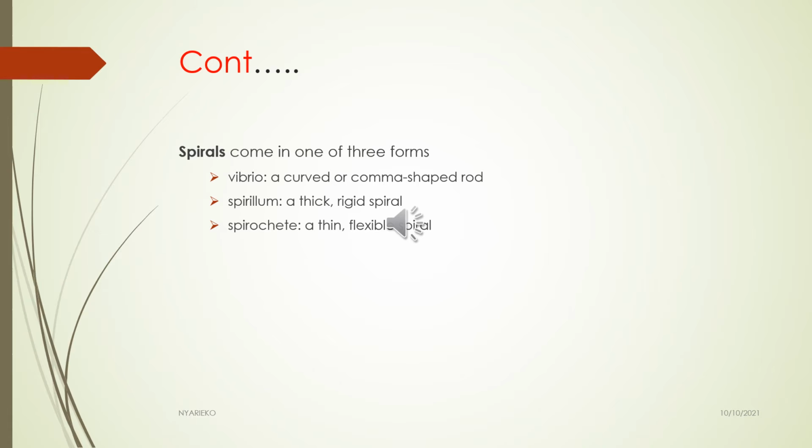In slide 4, we are able to see the spirals. The spirals can be either the vibrio, which is comma shaped. We can have the spirillum, which is thicker and wavy, or the spirochetes, which are thin and wavy.